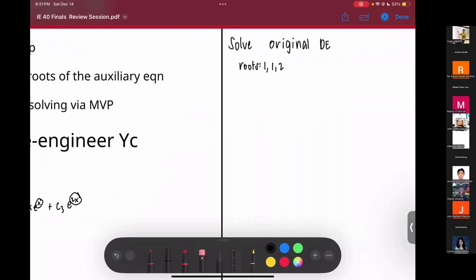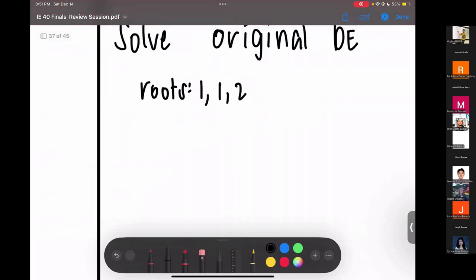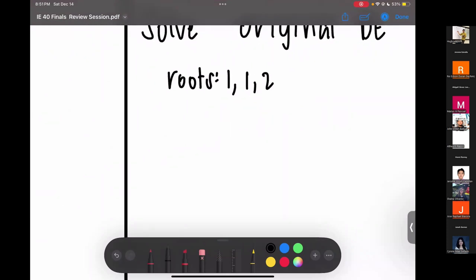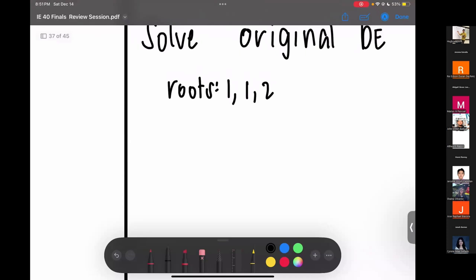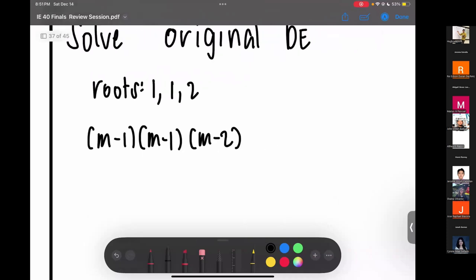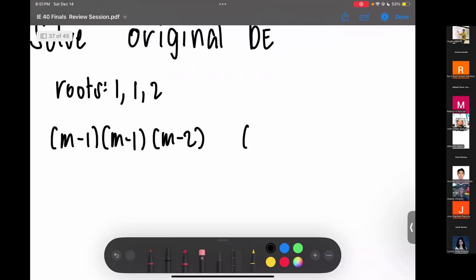So that suggests to us na yung auxiliary equation natin, so we're working backwards, right? Kasi usually, diba, we start with the original DE, then we make it into an auxiliary function, and then we make it into YC. What we're doing is the reverse. So now we have the roots. Now we know na it is m minus 1, m minus 1, m minus 2. So now we know that this is the auxiliary equation.